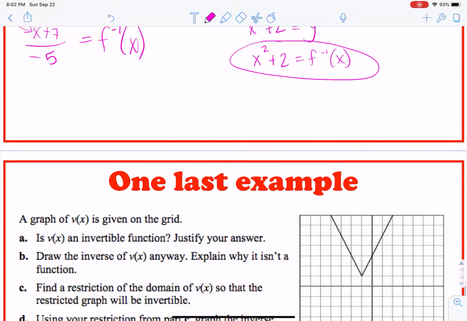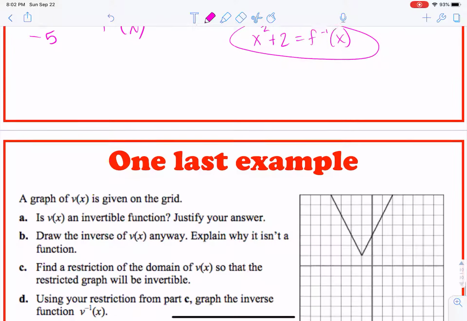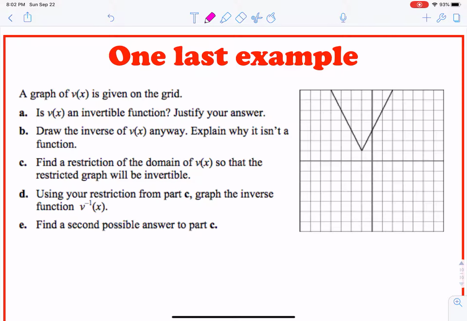All right, and one last example to go into a little bit more detail about this restricted domain or this restricted range. It says on the graph here, v of x is given on the grid. Is v of x an invertible function? And justify your answer. I would say the answer to that is no, because it does not pass the horizontal line test, so it is not a one-to-one function. Draw the inverse of v of x anyways and explain why it isn't a function.